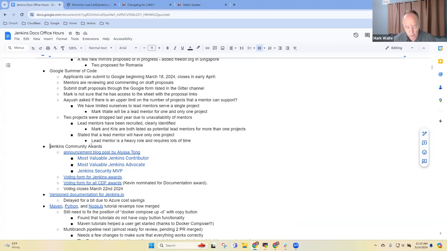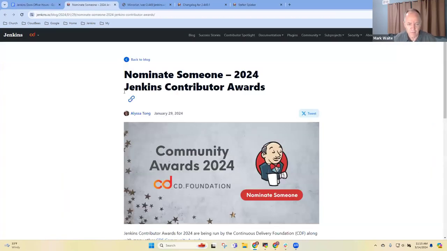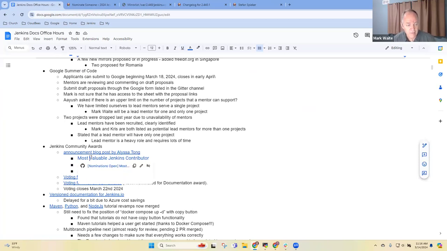Next topic then, Jenkins Community Awards. Alyssa Tong announced the opening of nominations. Nominations have now closed, and the award possibilities are Most Valuable Contributor, Most Valuable Advocate, and Security MVP. There's a voting form available here, and there is also a voting form for all the CDF awards. CDF has a broader group of awards. The Jenkins Project presents three awards, and then CDF has others, like the one Kevin's nominated for, which is Top Documenter.